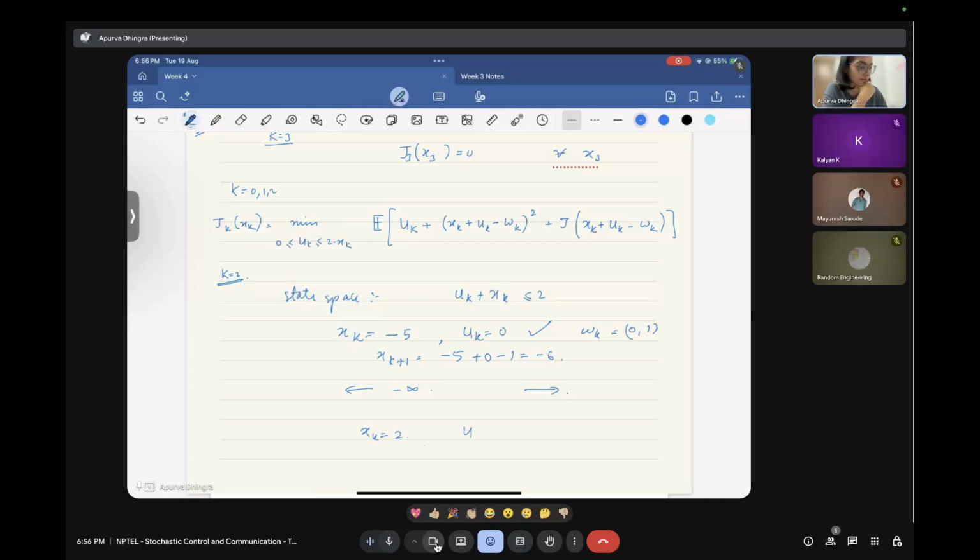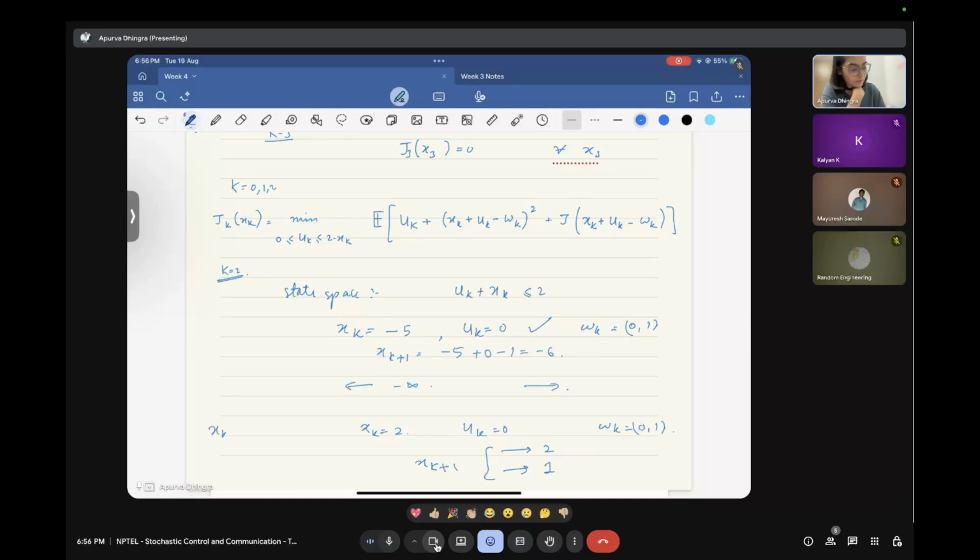So let's say xk is 2, uk is again 0, and wk is 0 or 1. Then it either stays at 2 or it becomes 1. Xk plus 1 takes these two values, depending on which wk was encountered. Meaning if it reached 2, it's not going to do much. It'll either stay there or go to a smaller value, but it'll never go to a higher value. So the range of xk is that it is less than 2.